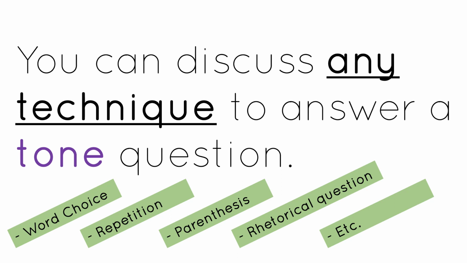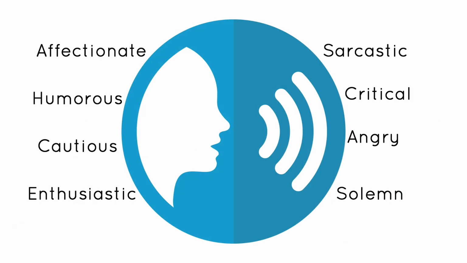Because for our tone of voice, we can change our voice. But for a writer, all they can do is change their techniques and kind of manipulate the reader by using those techniques. So let's have a look at some examples.